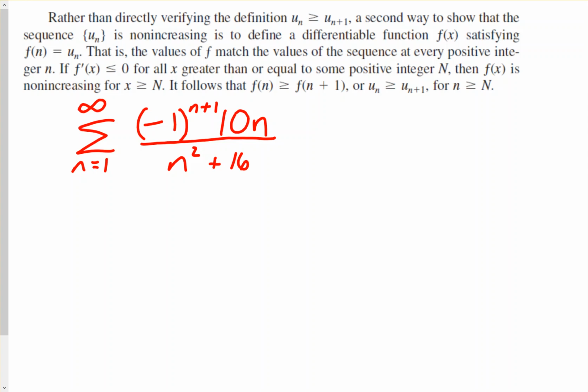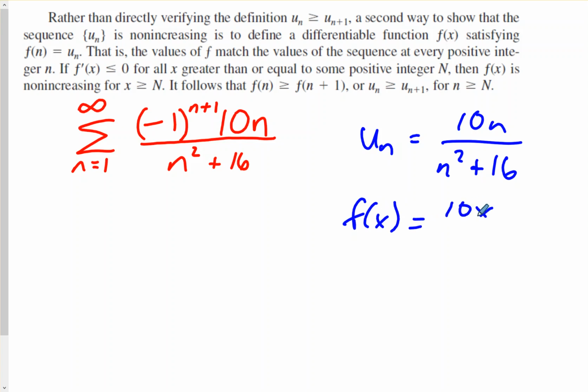So let's see, if this were the series, that means our u sub n part would be 10n over n squared plus 16. And then they said that we could take the derivative. Okay, so I'm basically going to say that this is a function. Now let's take the derivative.